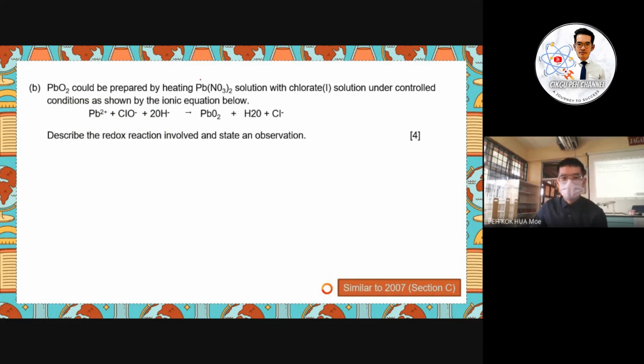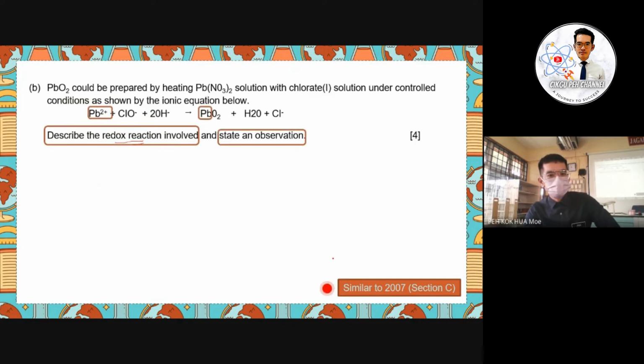Okay, it is to be prepared from a lead(II) nitrate solution with the correct solution under controlled conditions, as shown by the ionic equation below. So the reaction is a redox reaction. So here it is mentioned to you. Actually, this is also one of the examples we discussed in the 2007 Section C already. But that question did not give you the ionic equation or say it is a redox reaction, whereas here they give you already, so it will be easier. So firstly you have to give the reaction involved, 3 marks here.